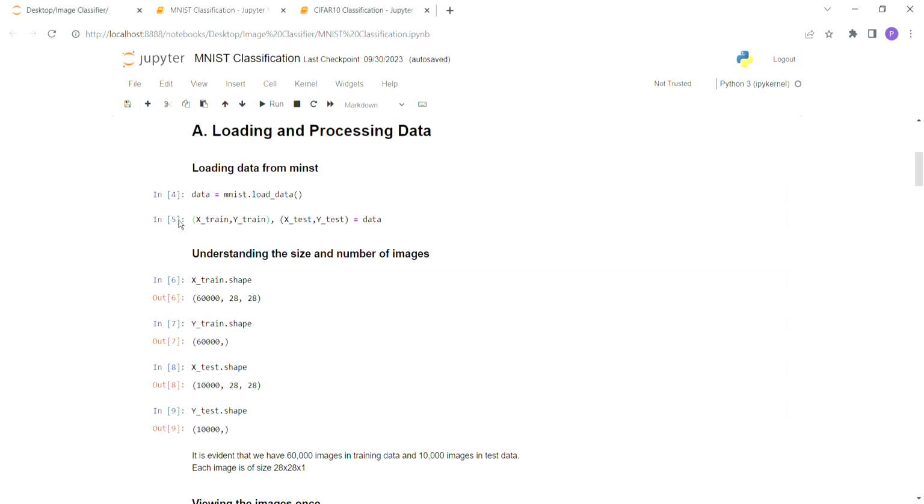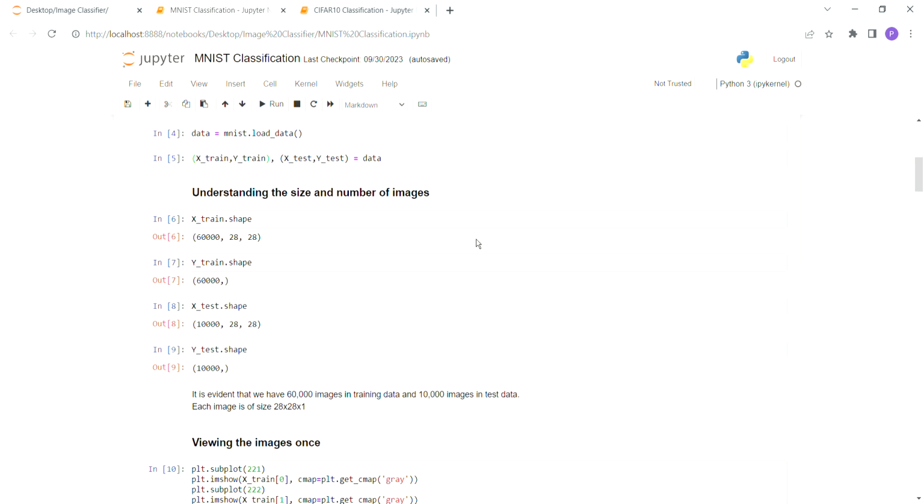So firstly we will simply load the data using the MNIST class. The data consists of a total of 70,000 images. Each image is of dimensions 28 cross 28 cross 1. That is, these are square images of 28 pixels on the x and y axis, and since it is grayscale, there is just a single dimension in the depth field. The dataset is distributed in such a way that 60,000 images are contained in the training data, while there are 10,000 images in the test data.